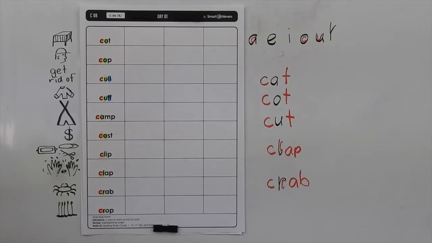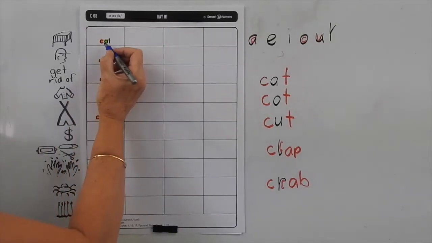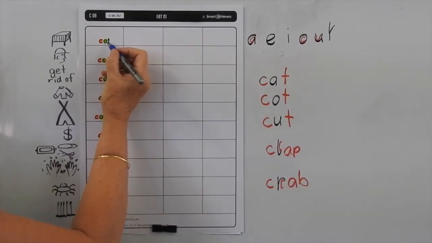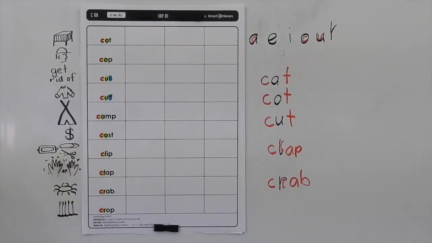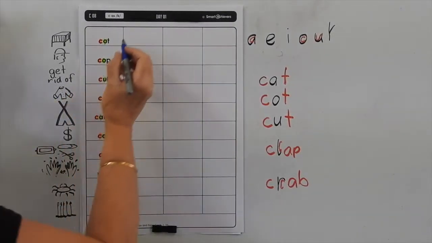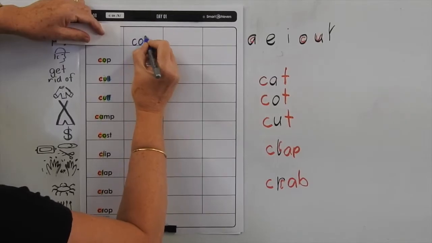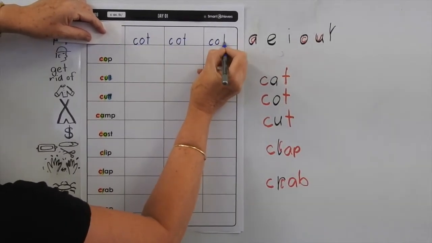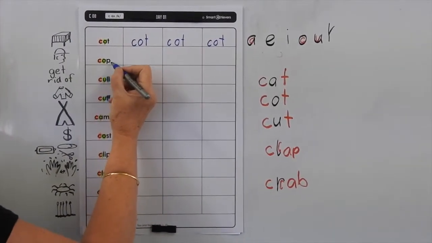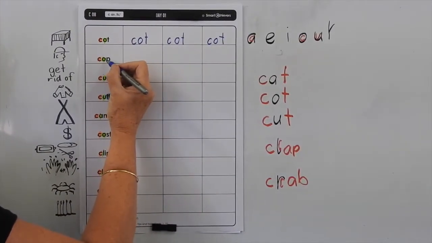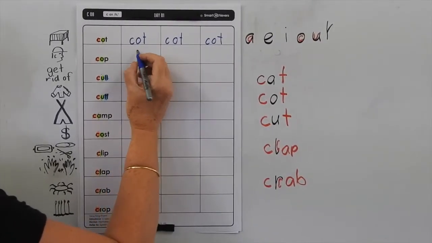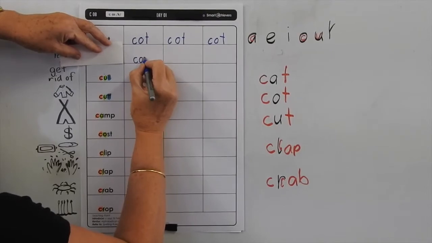Okay, let's see if we can read, sound and spell these words. So cot, C-O-T. We're going to cover them and write them. Cop, C-O-P. Cover it and write it.